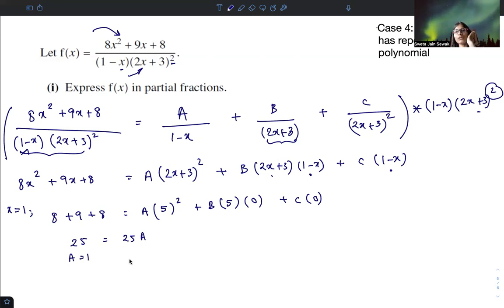Now next, let's find the value of C. To find C, we can eliminate A and B.